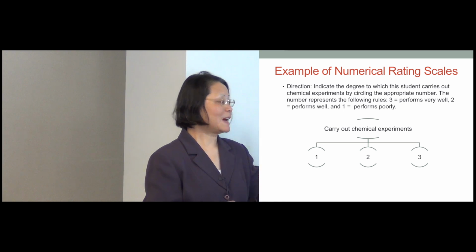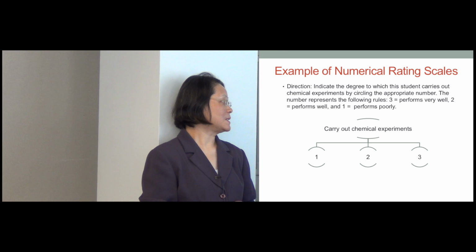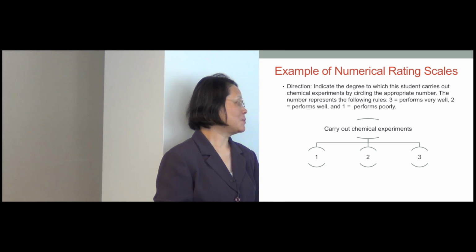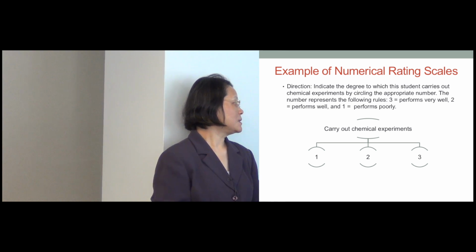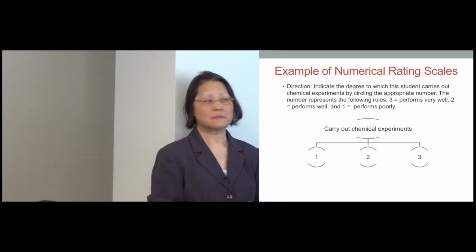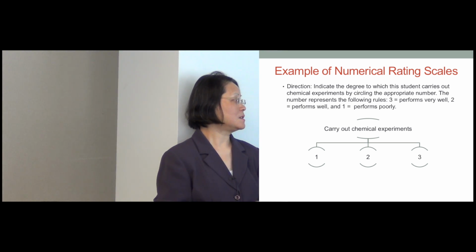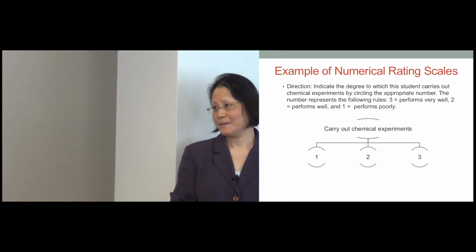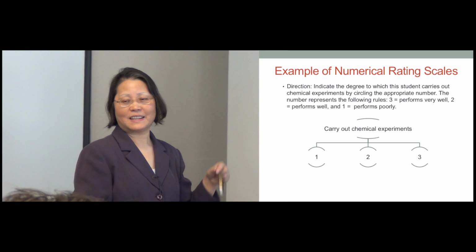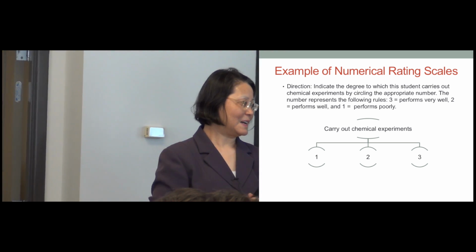And so we provide the direction there. Indicate the degree to which this student carries out a chemical experiment by circling the appropriate number. The numbers represent the following ratings: 3 equals performs very well, 2 equals performs well, and 1 equals performs poorly. So you have this and the guidelines already. Then it's easy. You just circle the number based on the student's performance, right?